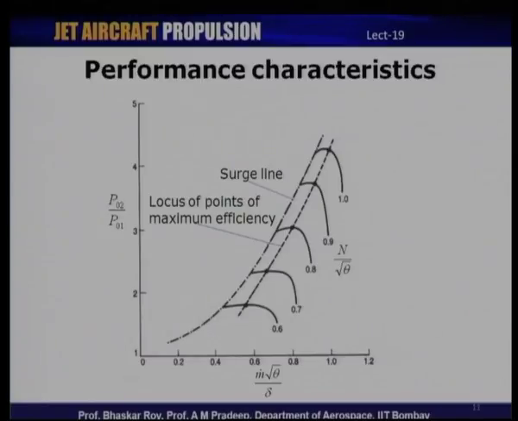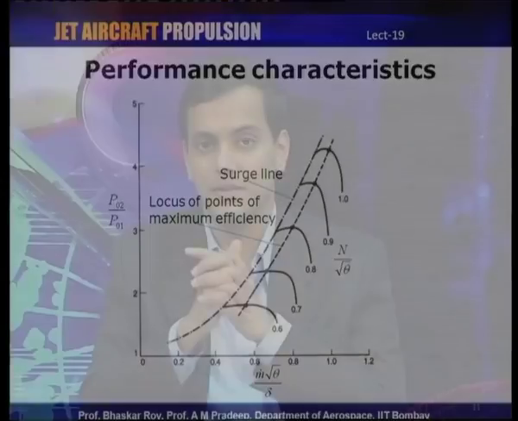So, one would like to keep a certain margin between the surge line and the operating line, and that is usually referred to as the surge margin, which is a margin that the designer would like to keep to ensure that the compressor has a safe band of operation and that the risk of the compressor entering into surge is minimal.